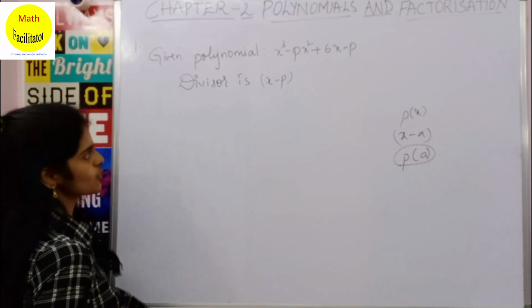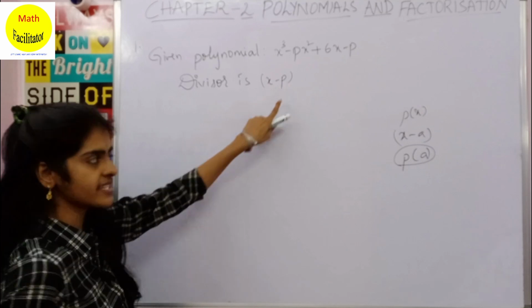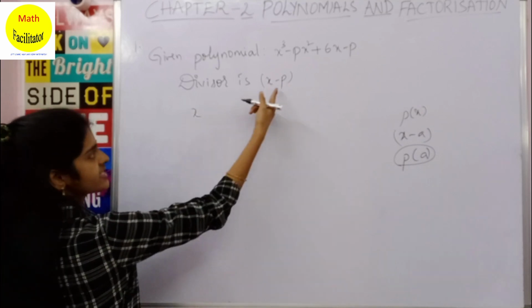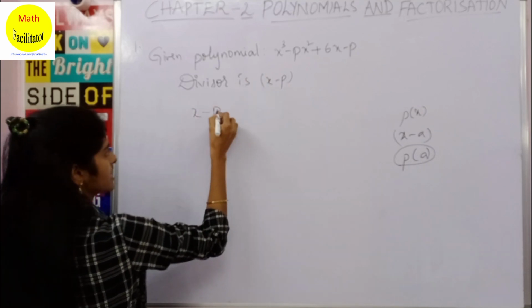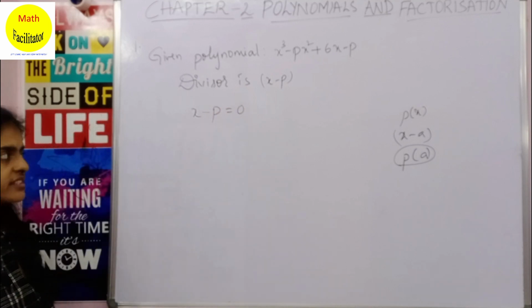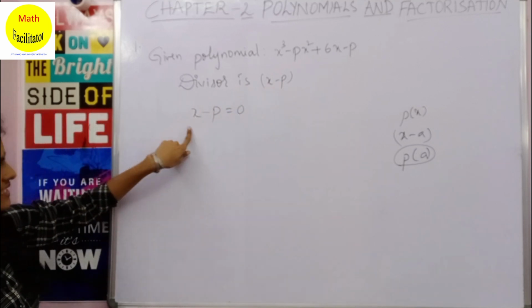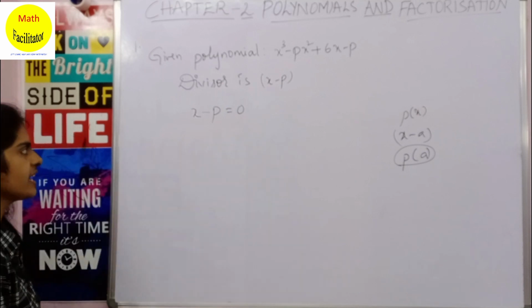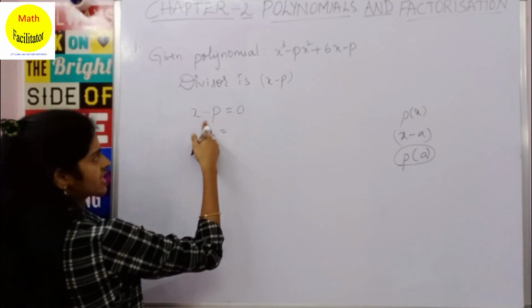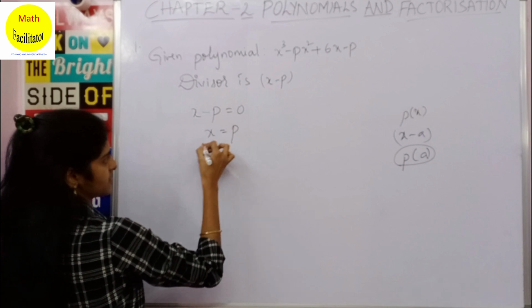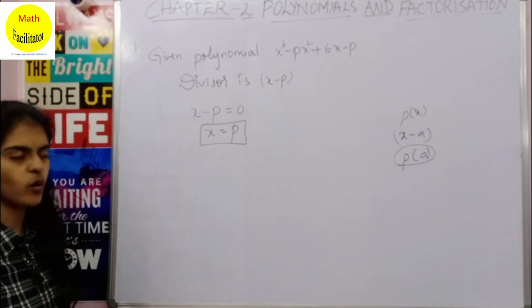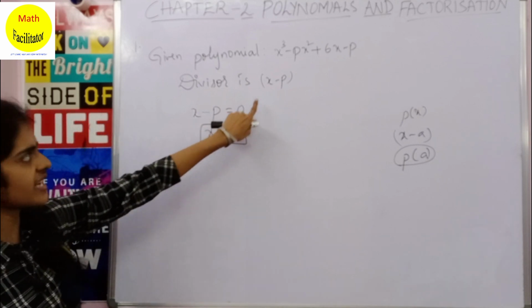Here also x minus p is a divisor. So let us first find the 0 of this divisor. So x minus p equal to 0. How do you find the 0 of this polynomial? You will equate this linear polynomial to 0. So x equal to minus p, going to the other side becomes plus p. So x is p. Now substituting x equal to p in this polynomial.